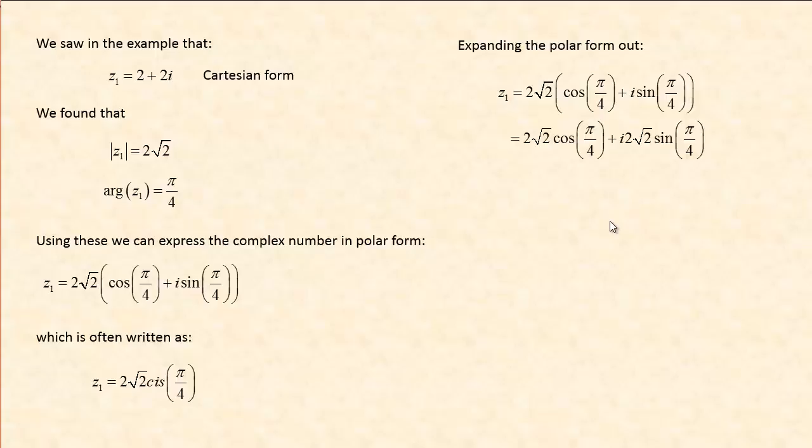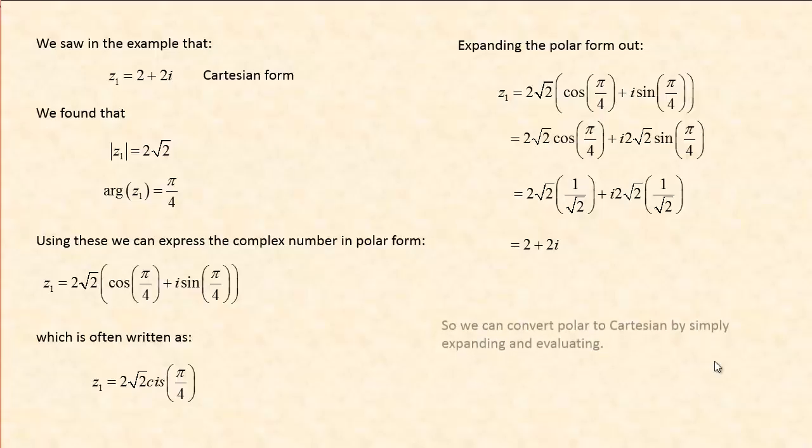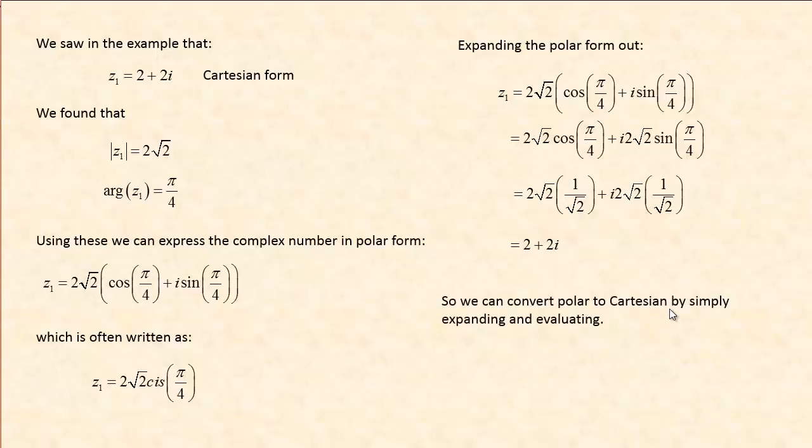Now pi by 4 is one of our standard angles, so we know the cosine of pi by 4, we know the sine of pi by 4, and both of those can be written as 1 over root 2. So the root 2's here are just going to cancel, and we get back to 2 plus 2i. So we can convert polar to Cartesian by simply expanding and evaluating.